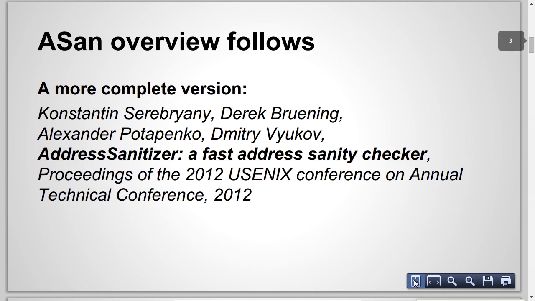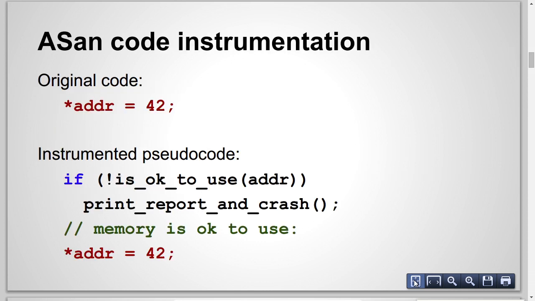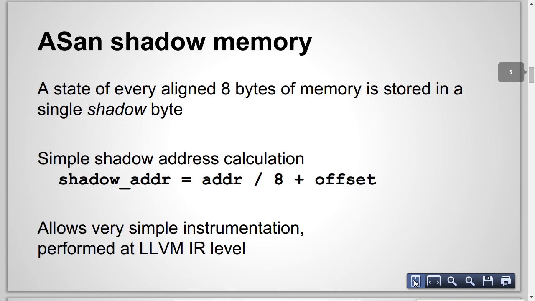Let me very briefly describe how it works. In case you're interested, please read the original paper on the topic. Basically, for each memory access, we check if the address we are accessing is OK to use. If it's not, we print out the report and crash. To do that, we have to hold some state for the application memory, and we are able to encode the state of aligned 8 bytes in just one shadow byte of memory, which allows us to use a very simple function to translate from application address to shadow memory address.